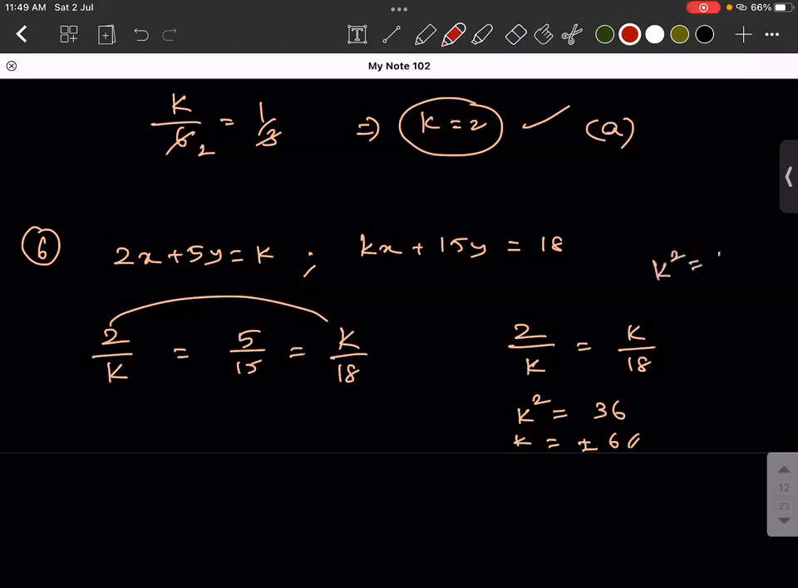So listen, k square is equal to 36 means k is equal to root of 36. Root of any number is always plus or minus.